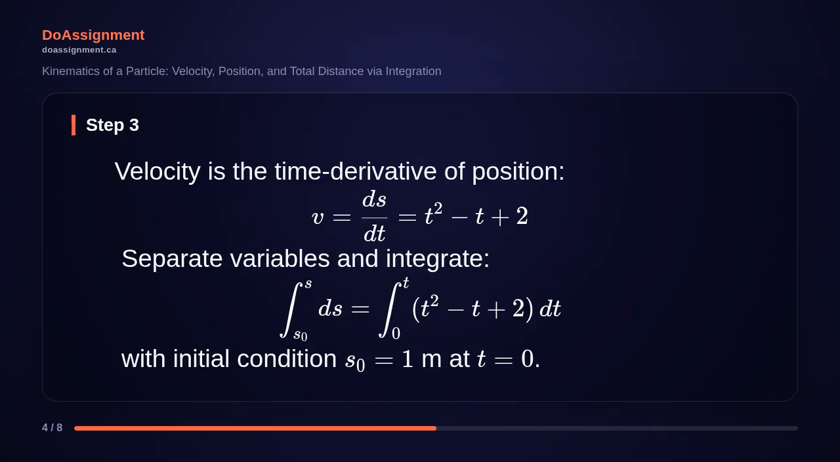Now we integrate the velocity function to find position. Velocity equals ds over dt, so we separate variables again and integrate both sides. The initial position is 1 meter at time 0.